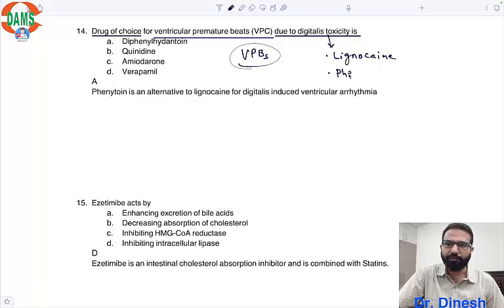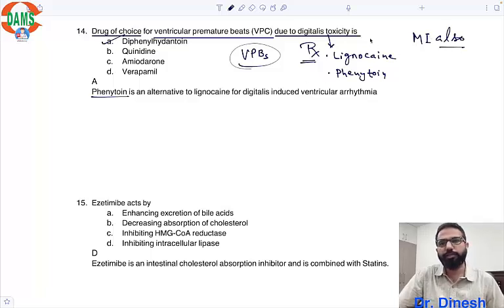If not available, then we can use phenytoin, the same group of drug. So phenytoin is an alternative to lignocaine for digitalis-induced ventricular arrhythmia. Important question. In digitalis-induced ventricular arrhythmia or acute MI ventricular arrhythmia, we use lignocaine or phenytoin. In the rest of the conditions, we can use amiodarone, etc. But in digitalis toxicity as well as acute myocardial infarction, we need lignocaine or phenytoin. Otherwise, we can use amiodarone.